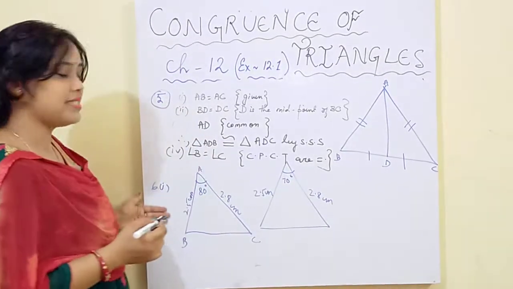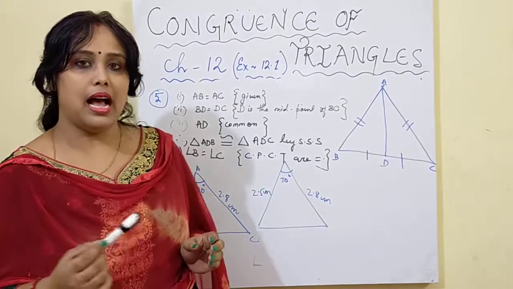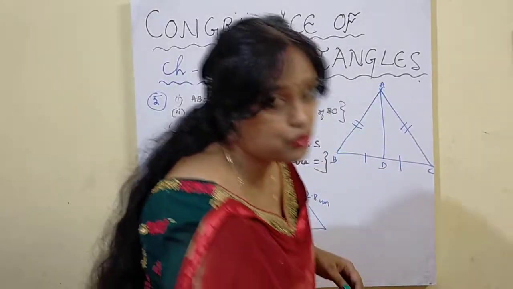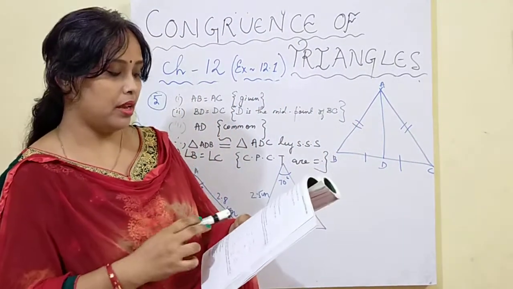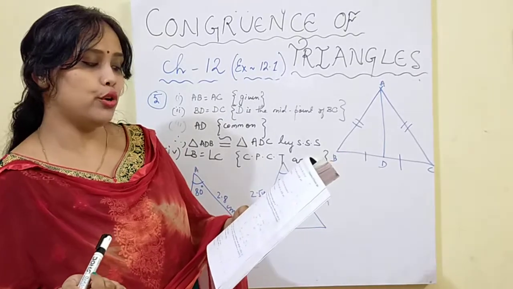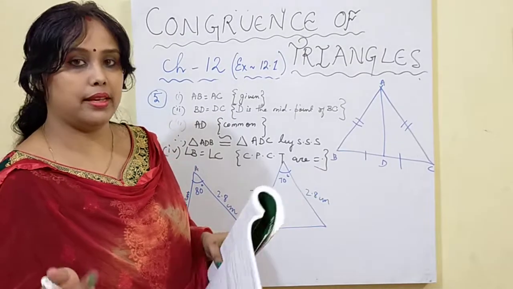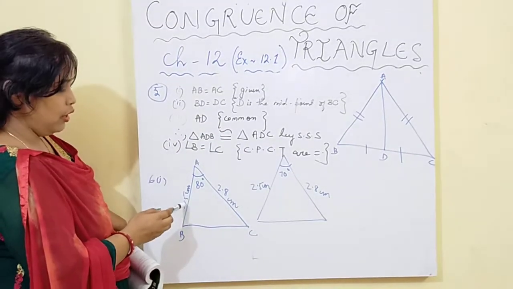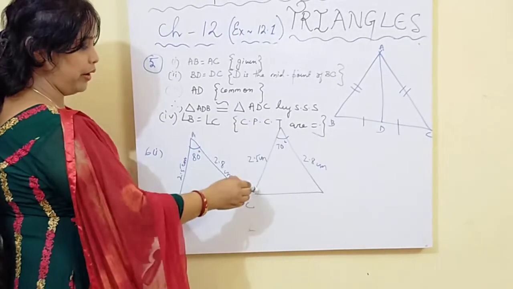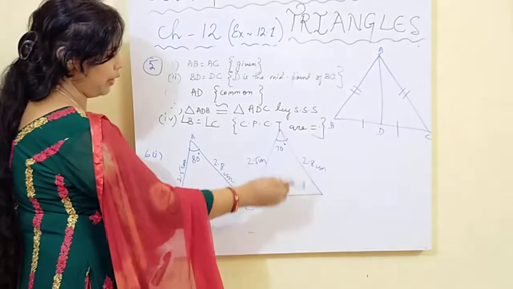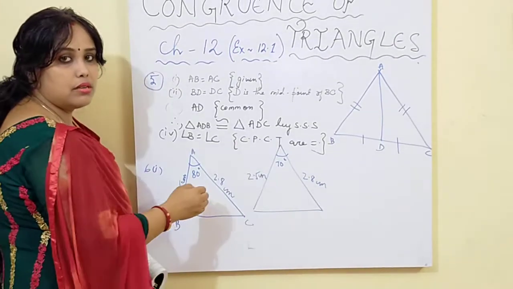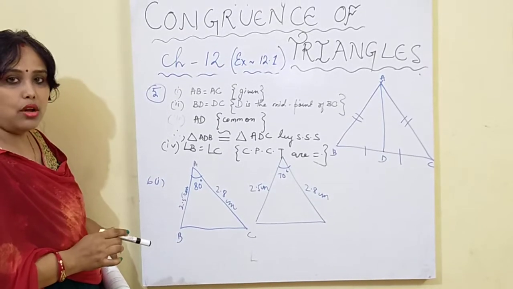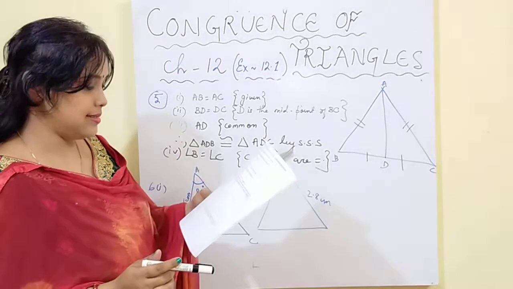Now come to question number 6, children. In question number 6, it is asked to show side angle side congruency. There are too many figures drawn here, so I have drawn only one. 6 part 1. We have to see whether it is SAS or not. You can see here, this side is 2.5, 2.5, this side is 2.8, 2.8, but the angle enclosed is 80 degrees and 70 degrees. Therefore, 6 part 1 is not congruent by SAS.